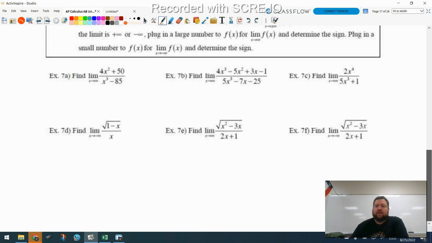Let's see what we've got here. These are some more. All the ones on the top, again, I would encourage you to try on your own first, and then come back.